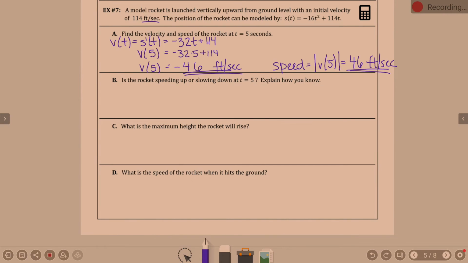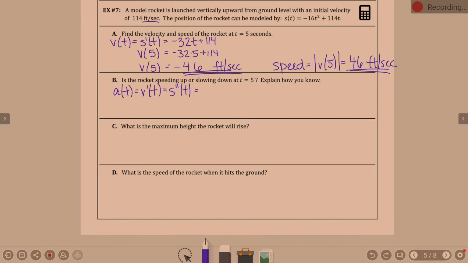Okay. B. Is the rocket speeding up or slowing down at t equal 5? Explain how you know. Well, what do we have to know to answer this before we can even talk about speeding up or slowing down? We have to know acceleration, don't we? We have already talked about velocity, but we have to know acceleration. So acceleration is the derivative of velocity or the second derivative of position, yes?